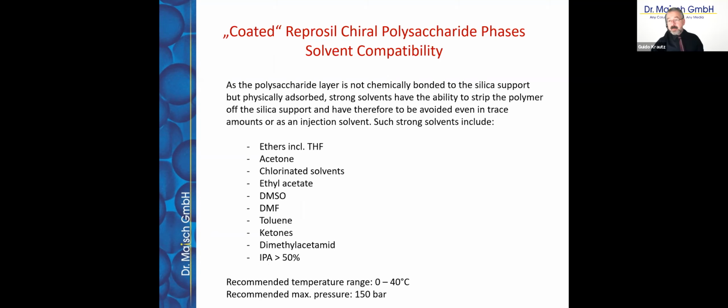Some customers ask me whether these solvents could be allowed as an injection solvent. I would not recommend to do that because anyway, the use of these solvents, even in small amounts, will reduce the lifetime of the column. As a recommended column temperature, we mentioned 0 to 40 degrees, and the pressure stability of the columns is up to 150 bars.